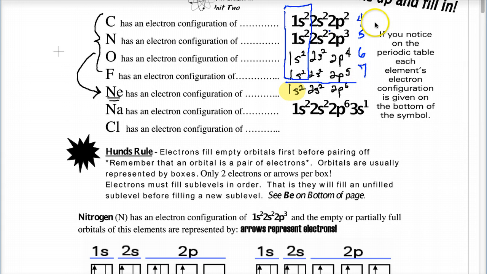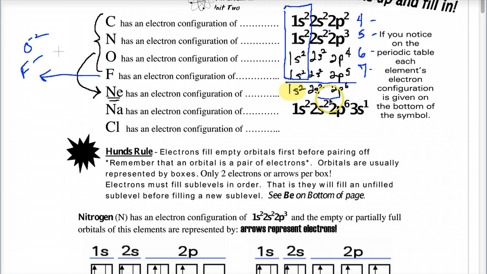And this coordinates, like I showed you in class, with the column number. All elements in the same column have the same number of valence electrons, which gives them similar properties. Fluorine loves to become F negative because when it gains 1, it has the same configuration as neon. Oxygen loves to become O negative 2 to gain 2, and so forth and so on.